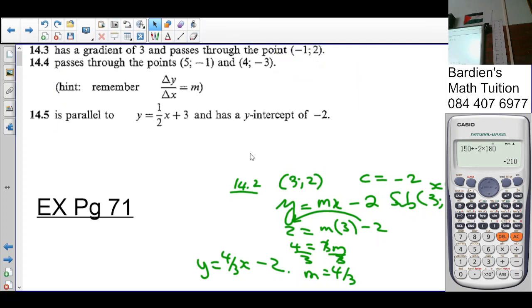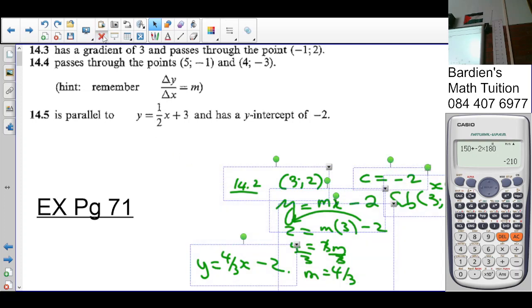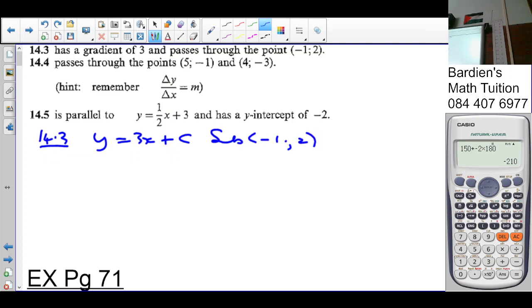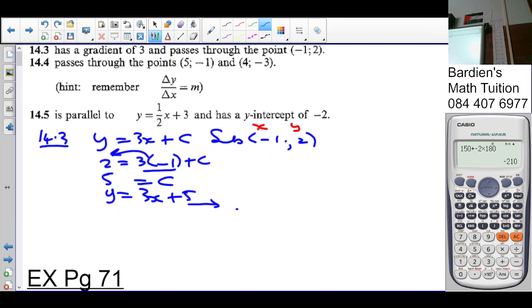14.3 says has a gradient of 3, so y is equal to 3x plus c, and passing through the point negative 1 and 2. That's an x and a y. So 2 is equal to 3 times negative 1 plus c. That's negative 3 becomes positive 3. So c is equal to 5. So it's y is equal to 3x plus 5. Okay?